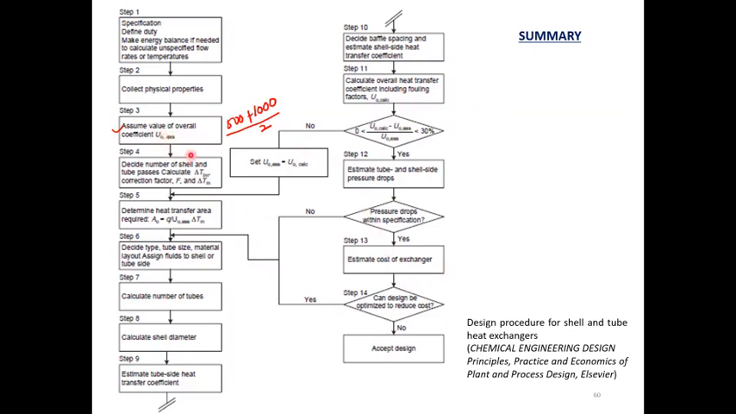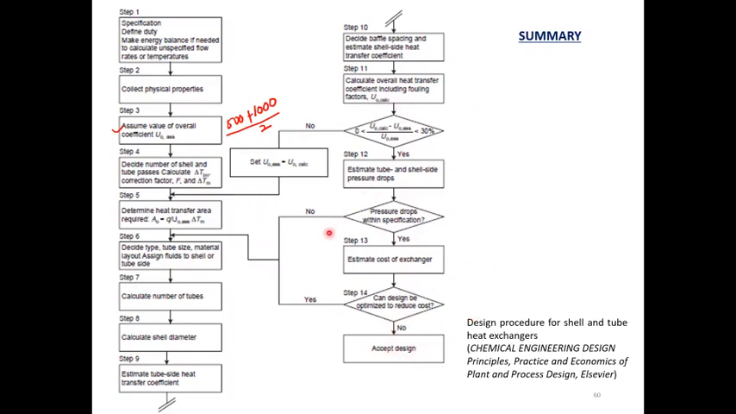And then after that, we follow the same steps until we obtain a percentage error of less than 30%. And then after that, estimate the pressure drop. If within the specification, you may stop your calculation, and then later we will proceed to estimate the cost of the heat exchanger, the capital cost estimation. And then finally we can accept the design.